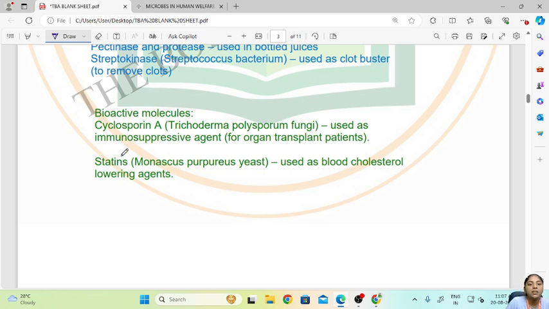Then statins, which are obtained from yeast, are used as blood cholesterol lowering agents. So you should know these uses of the different microorganisms.